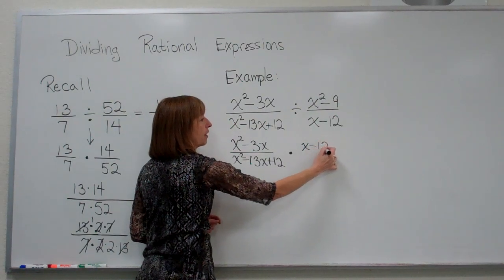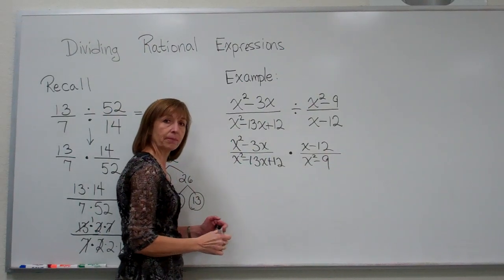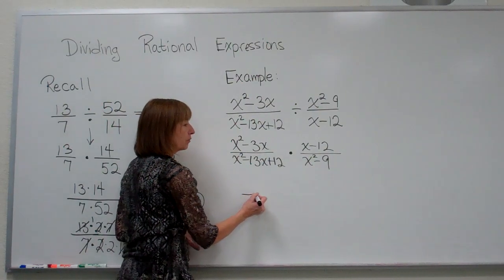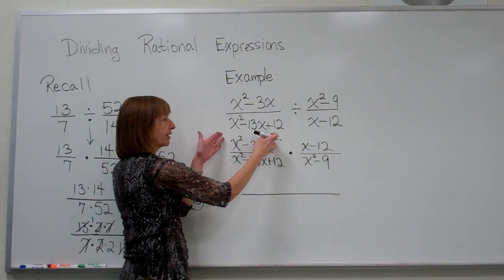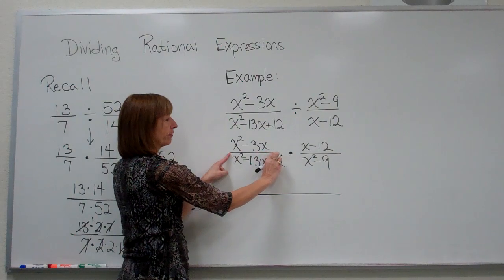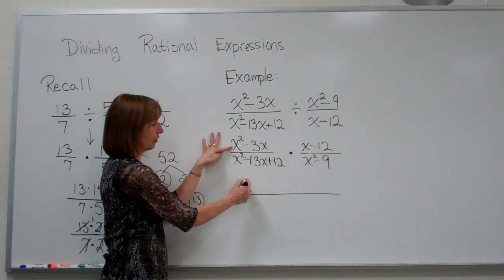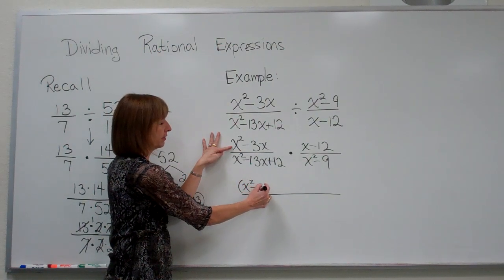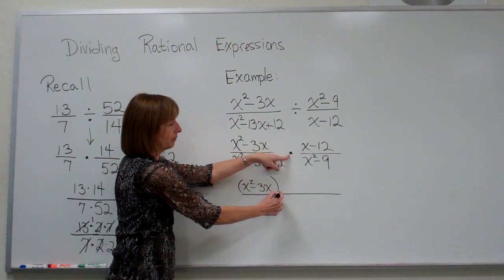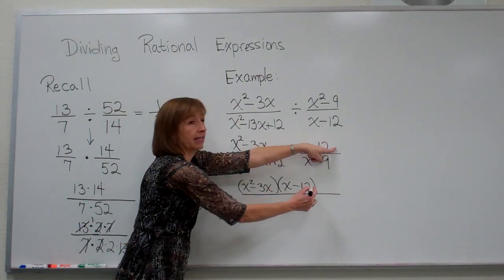So I'll write the x minus 12 in the numerator and the x squared minus 9 in the denominator. So now we've written it as a multiplication of the rational expressions, and to multiply, we write the factors across the numerator and the factors across the denominator, remembering that the length of a fraction bar is a grouping symbol, so we need to put parentheses around the start and the finish of each. So I have open parentheses, x squared minus 3x, and there's the end of that fraction bar, so I'll close my parentheses, times, open the parentheses, x minus 12, close that set of parentheses.